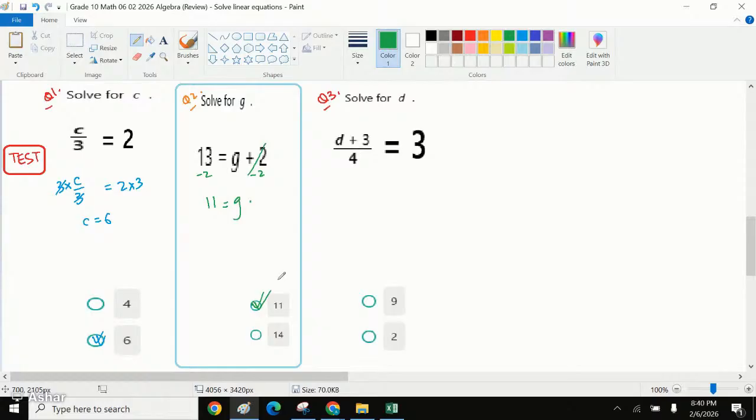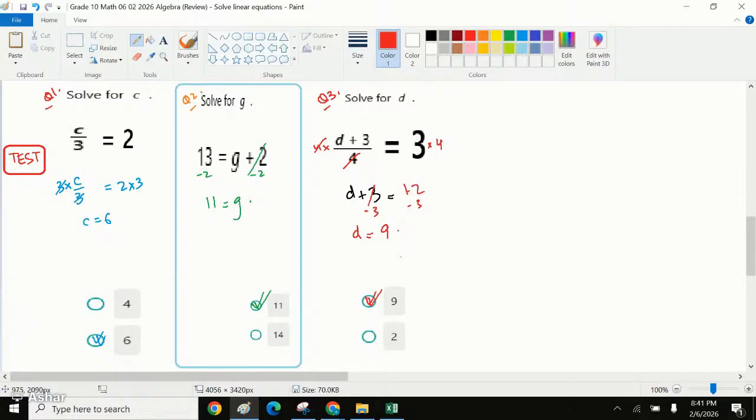What about question number 3? We can see 4 is in the denominator and 3 is alone on the other side. So we can multiply by 4 on either side. Yes, the answer is 9. Thank you. So we can say D plus 3, 3 times 4 is 12. And we subtract 3 on either side. That means 12 minus 3 was 9. Thank you for the answer.